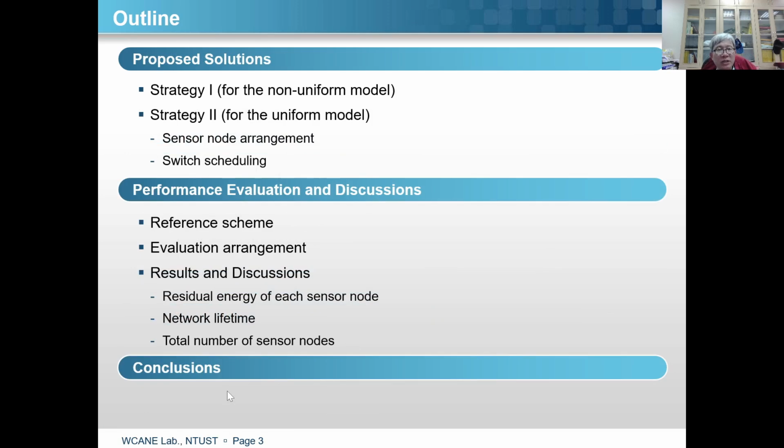And we will have the proposed solutions, strategy 1 and 2. For these, we will have the corresponding performance evaluation and discussions. Of course, we will have the reference schemes, the evaluation arrangement, the shown results and discussion. Finally, we will have the conclusions.